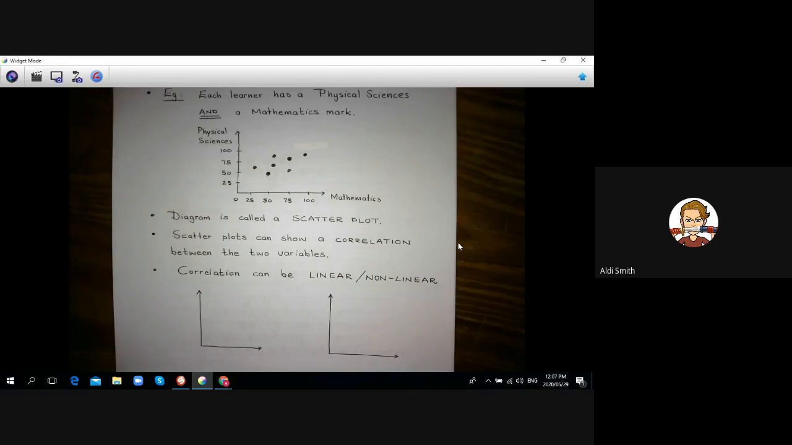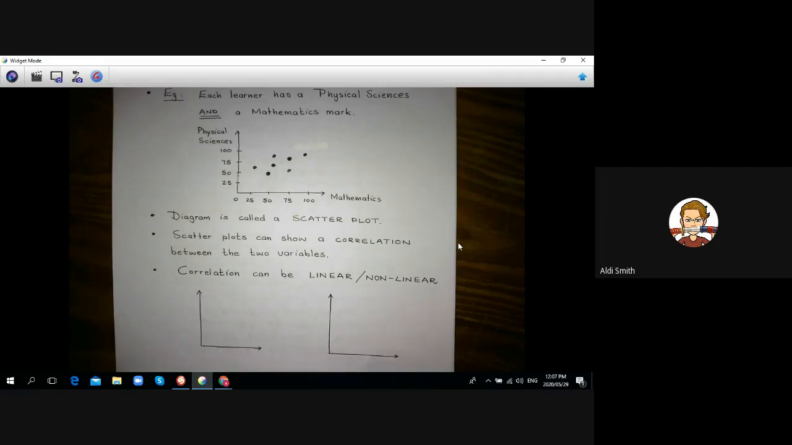Okay. Now, the reason we do this is because scatter plots can show a correlation between the two variables. Now, the word correlation, we're going to use that more and more in this bivariate data. Another word for correlation is association. So the scatter plot can show an association or correlation between the two variables.